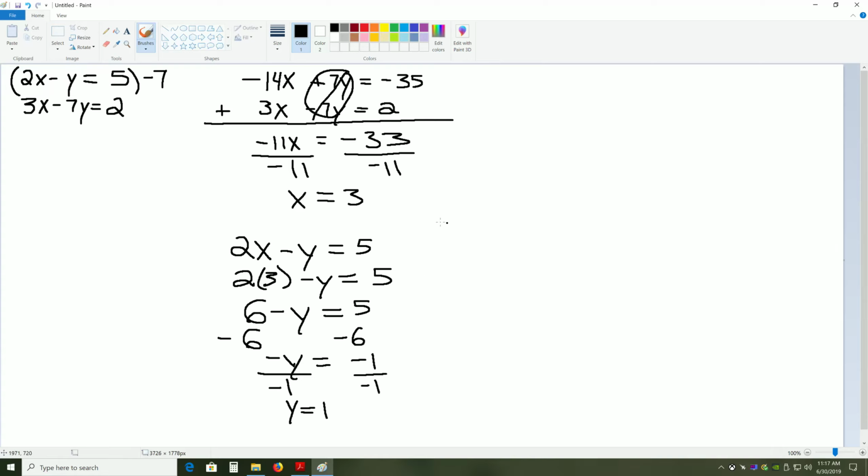So our solution in this case is the point of intersection of these two equations, which is the point x comma y, which means we get the point 3 comma 1.